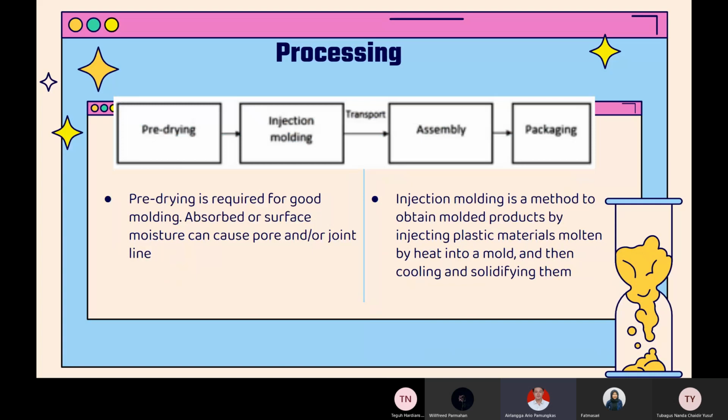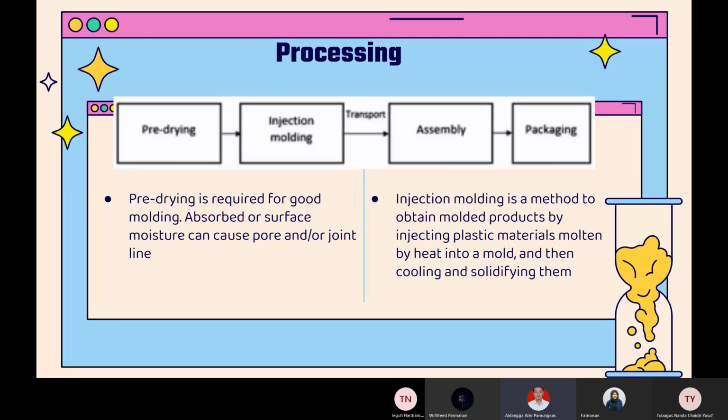Okay, in the processing, the first of all is pre-drying. Pre-drying is required for good molding, to remove absorbed or surface moisture. If we don't do pre-drying, it will cause pores and a poor joint line.